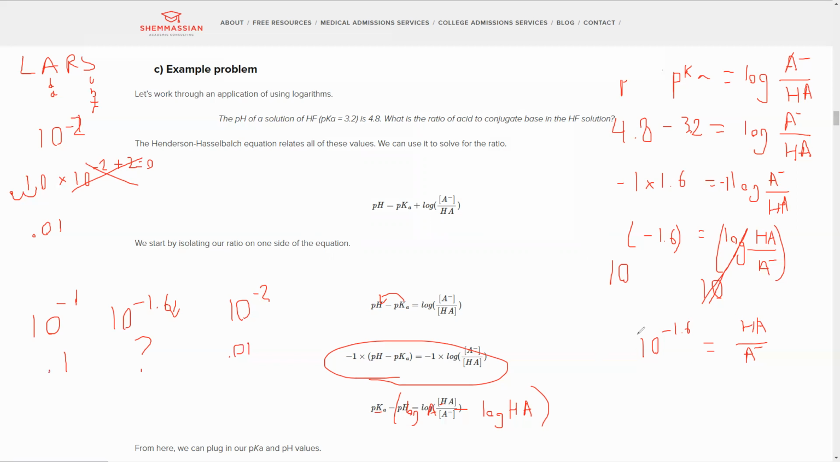But back to the problem we were working with. I need to solve for 10 to the negative 1.6, but I don't know how to solve for 10 to the negative 1.6. So what am I doing? I'm estimating. How am I estimating? I'm going to take a near number, which is 10 to the negative 1, and another near number, which is 10 to the negative 2. The cool thing is that whatever this value is, I know what it is between. I know that it's going to be less than 0.1, but greater than 0.01.